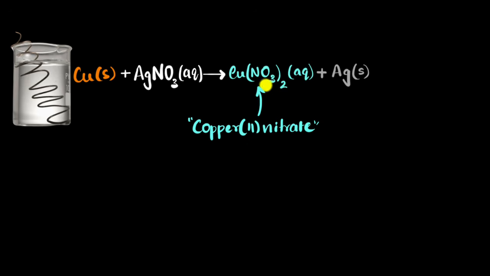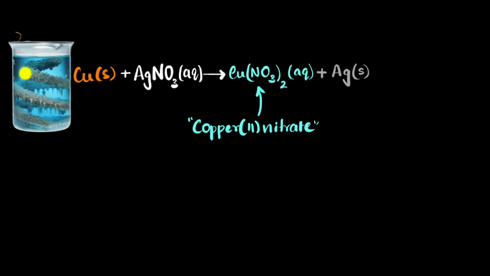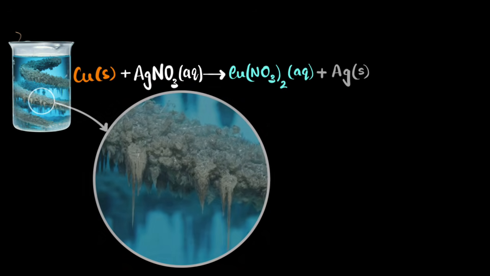This is why the solution starts turning blue, because of the copper 2 nitrate solution, which is blue in color. And what's growing on top of this copper wire is the silver. If you were to zoom in over here, it's the silver crystals that keep growing on the copper wire, which makes this whole reaction beautiful.